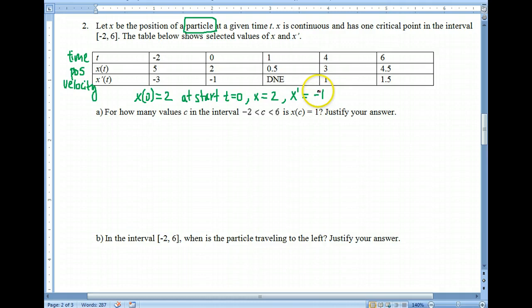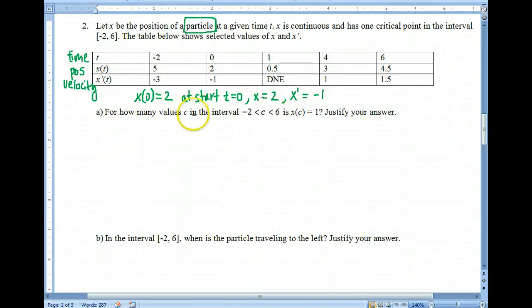Any questions? So Vanessa, what does positive velocity mean? It's going to the right. Correct. Jocelyn, what does 0 velocity mean? It's not moving. That means it's at rest or changing directions. It's just hanging out. All right.